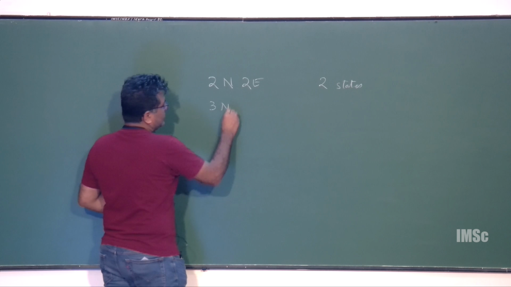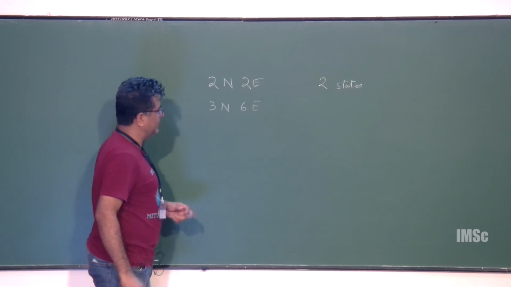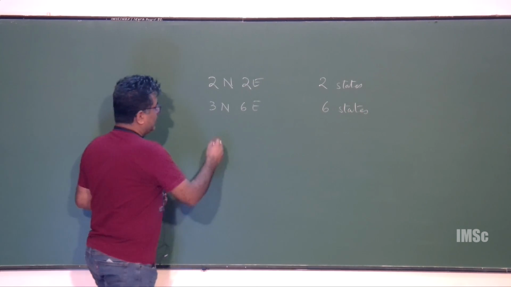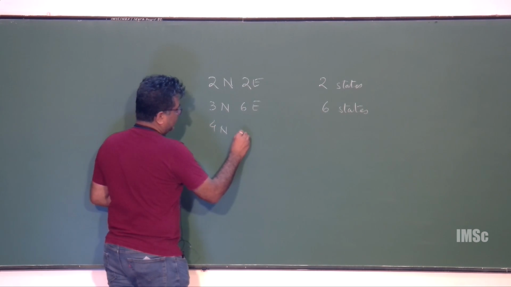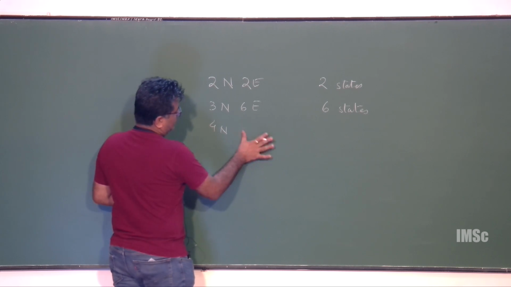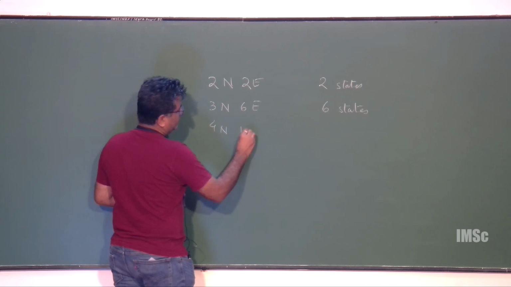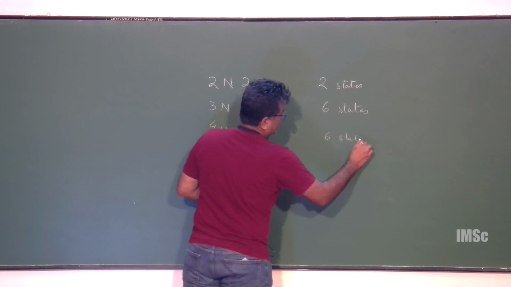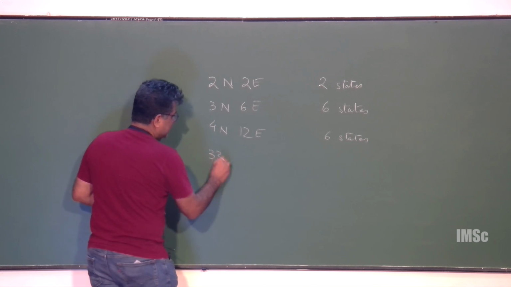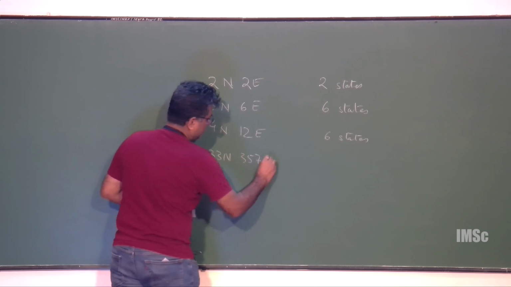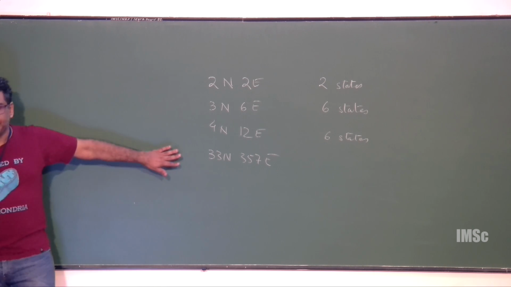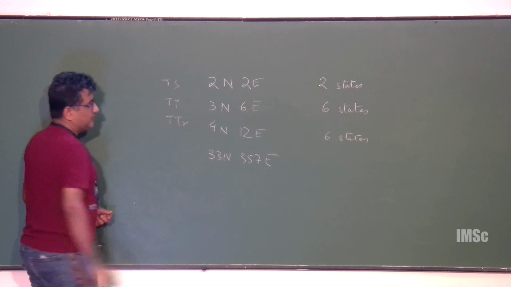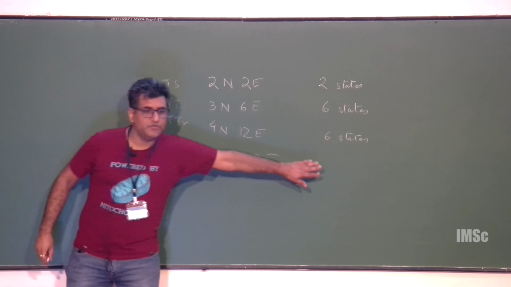For a 3-node, 6-edge toggle triad that we looked at, you also get 6 states. For a 4-node, I think the toggle tetrahedron was 12 edges, you also got predominantly 6 states. So what are your guesses for the number of states in this one? This is toggle switch, this is toggle triad, this is toggle tetrahedron. Anyone would take a guess how many states would we see here?